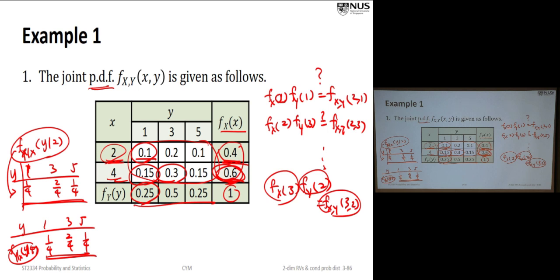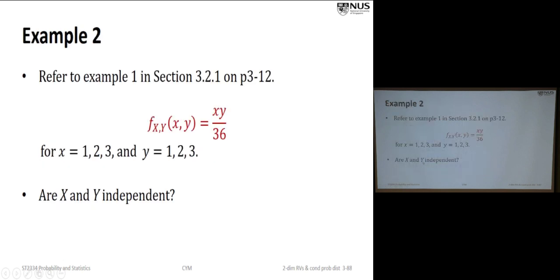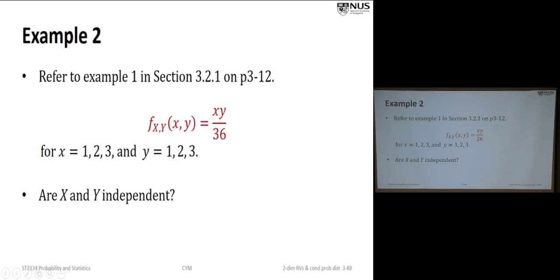So that is how we interpret the independence of 2 random variables. That means the information about the other random variable, whether it's equal to 2 or 4 in this case, doesn't matter. The y still behaves the same. In fact, if you check, f of y is also 1/4, 2/4, and 1/4. All these are the same. It doesn't matter what x is. So this is how we interpret it.